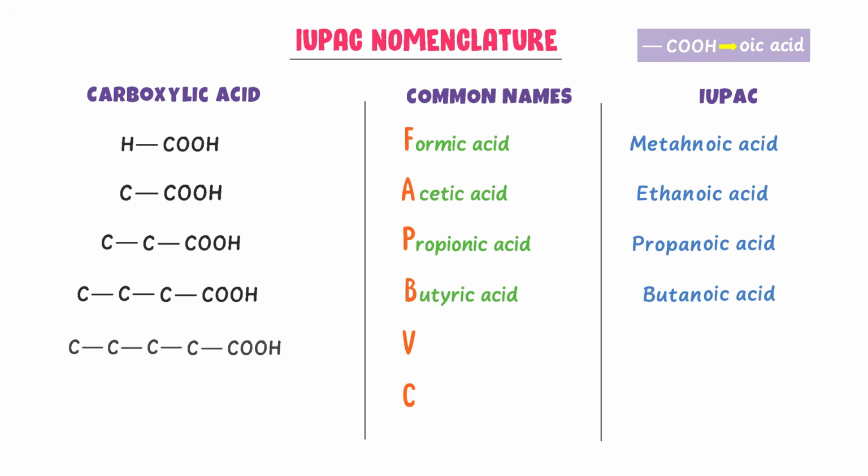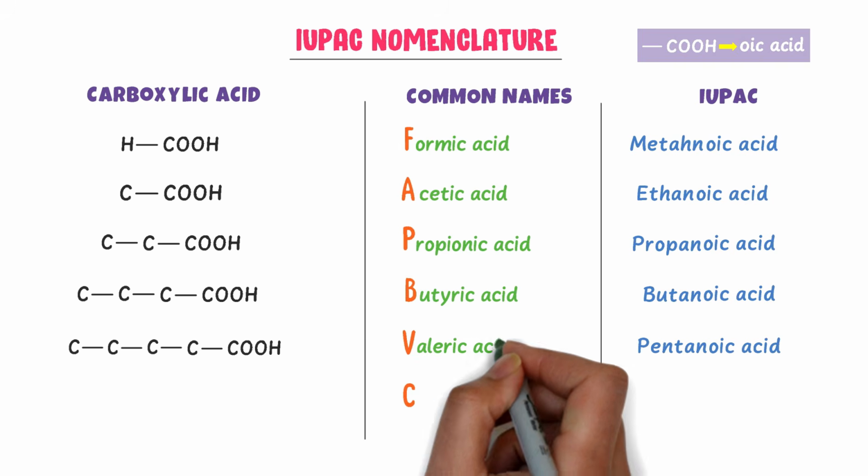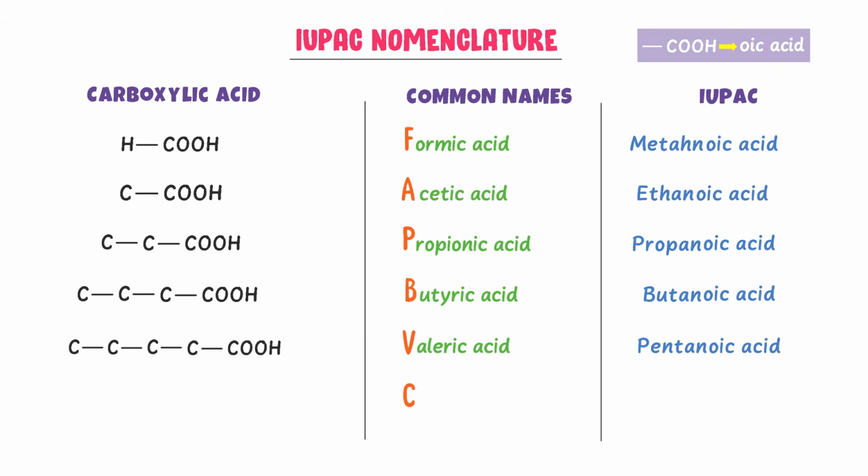Fifthly, consider this organic compound. There are five carbons present in it. I write pentane. For COOH, I write oic acid. I get pentanoic acid. What about its common name? Well, V stands for valeric acid. So the IUPAC name of this compound is pentanoic acid and its common name is valeric acid.